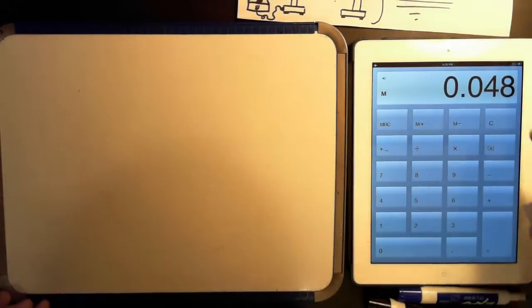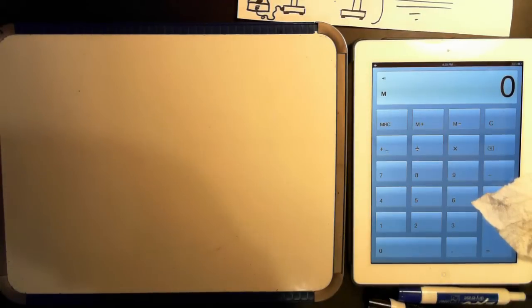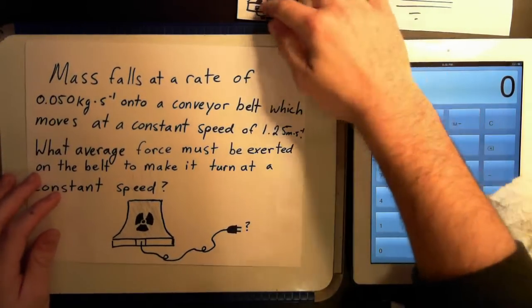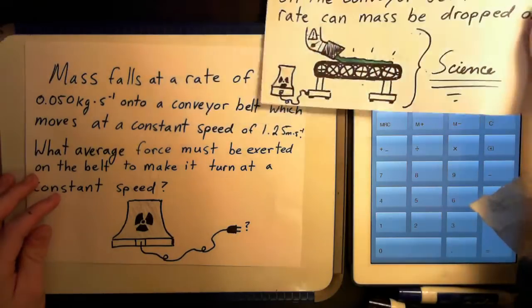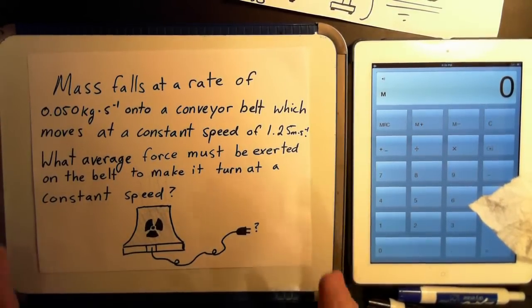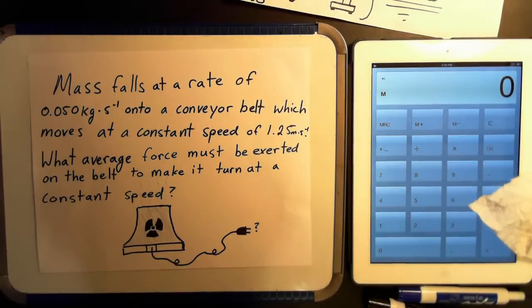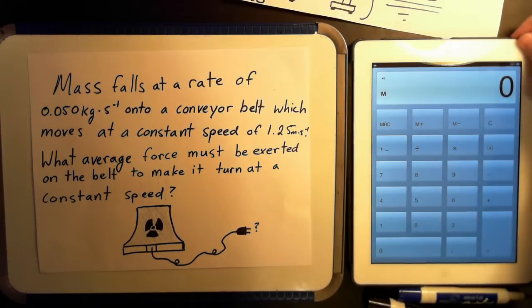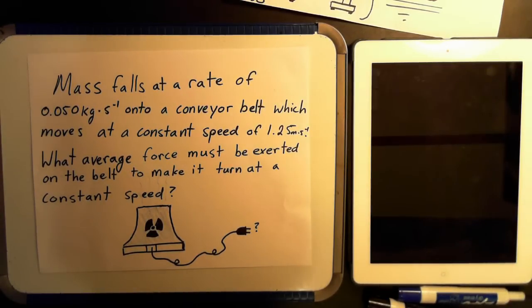Okay, so let's move on to the second problem. Using the same conveyor belt design, as you can see, the power generator right there. Mass falls at a rate of 0.050 kilograms per second, so that is 50 hundredths of a kilogram per second, onto a conveyor belt which moves at a constant speed of 1.25 meters per second. What average force must be exerted on the belt to make it turn at a constant speed?